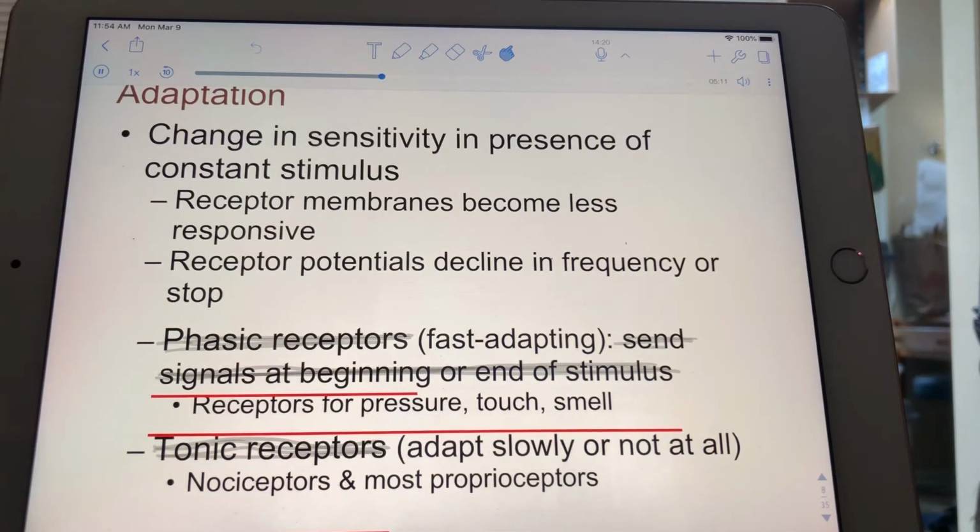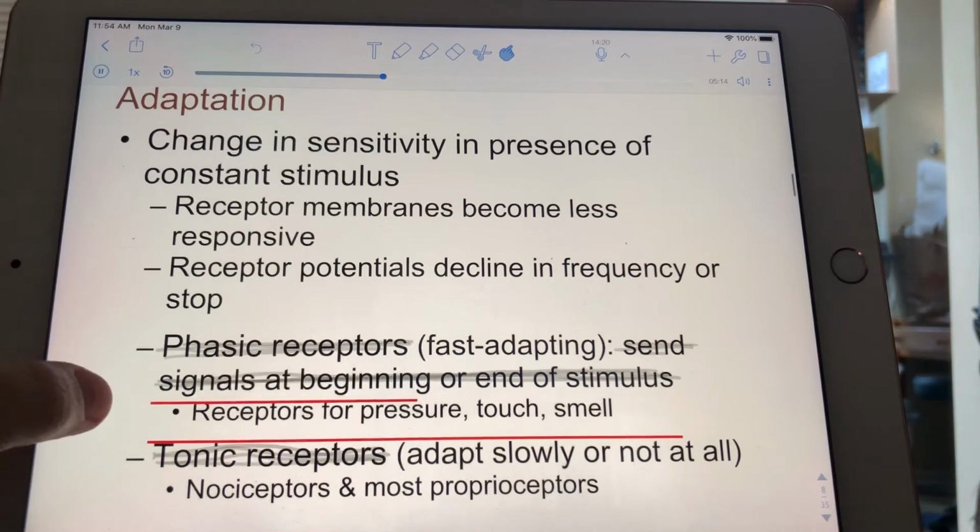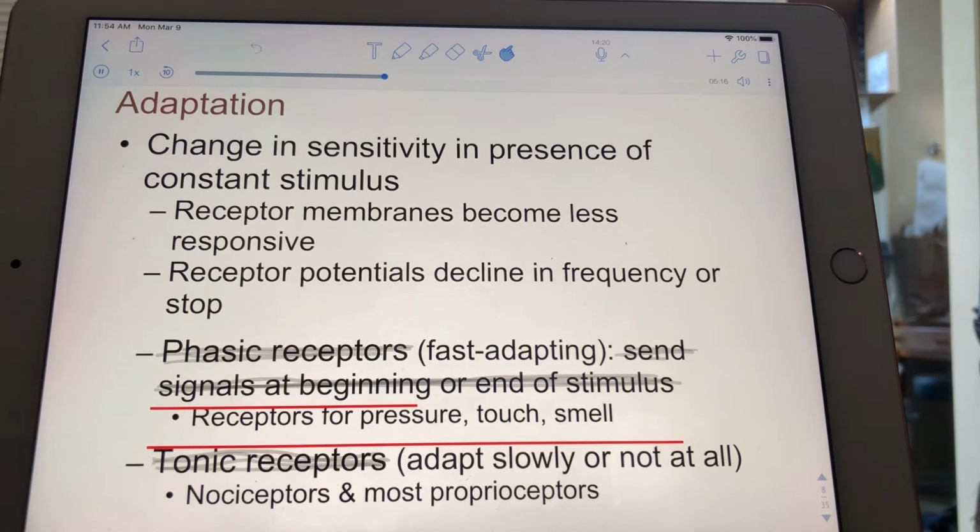This looks weird. I don't know what these red lines were originally. I think they were crossing things out. I'll be right back.